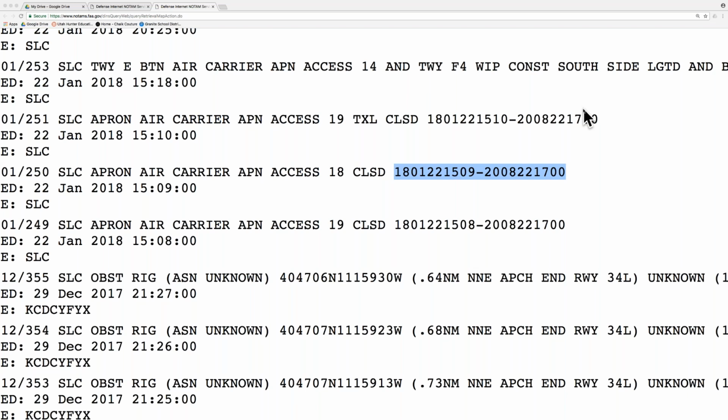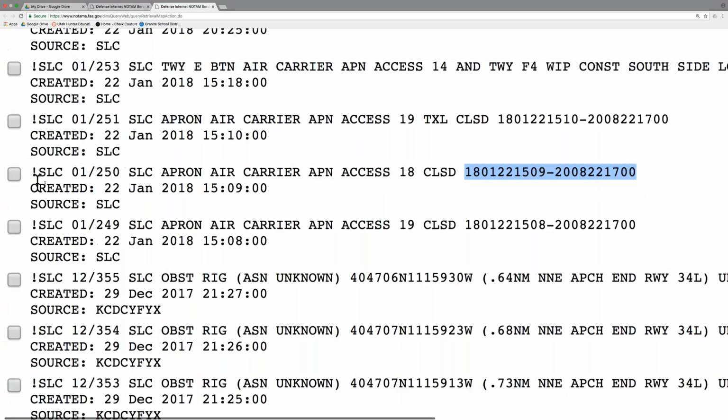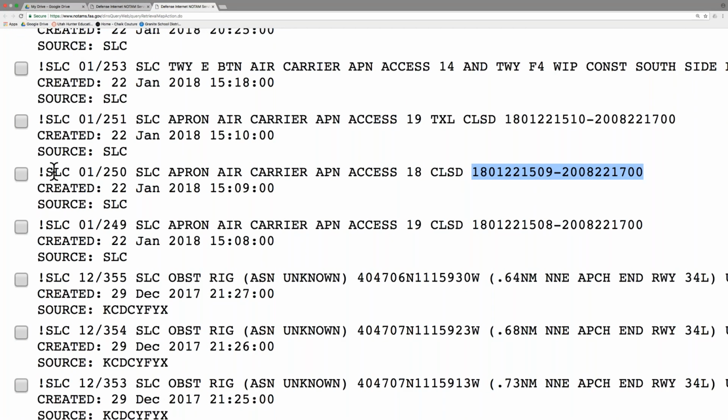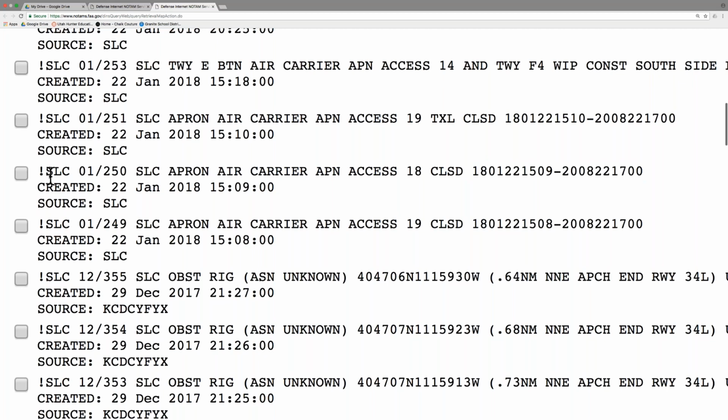Yep. I'm going to go over what these mean here. Like I said before, this is the reporting station. This is the first NOTAM. I'm sorry, this is January. January is the first month. And then this is the 250th NOTAM of January. Salt Lake City is the affected area.